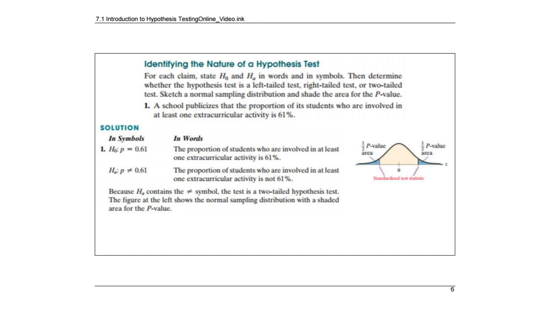Okay, so let's set up a problem based on what they tell me. So they tell me that a school publicizes that the proportion of its students who are involved in at least one extracurricular activity is 61%. So we've looked at this one before, but let's do it again. And so the proportion of students involved in at least one extracurricular activity is 61. So p equals 0.61.